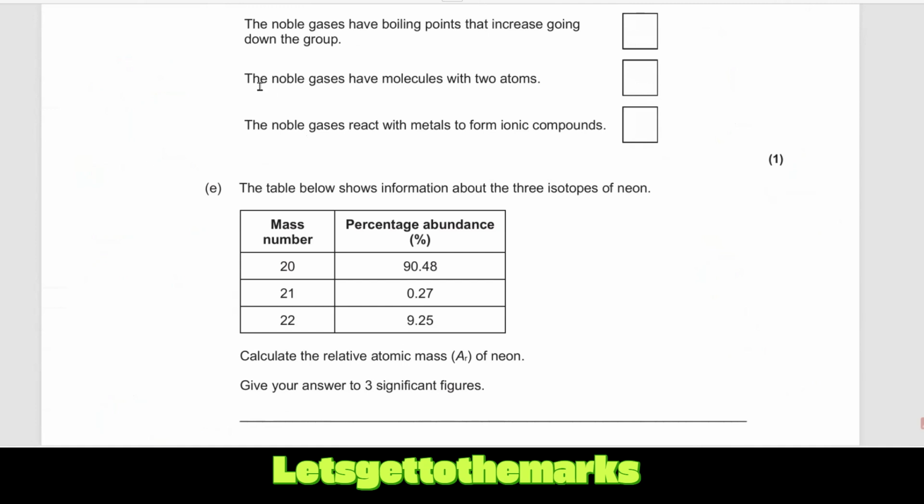And these other two are wrong. The noble gases have molecules with 2 atoms. That would mean they are diatomic. Groups 5, 6, and 7 are all diatomic, but group 0 is monatomic, so they're not. The noble gases react with metals to form ionic compounds. No, they don't react. They have a full outer shell. So anyway, those last two were wrong.